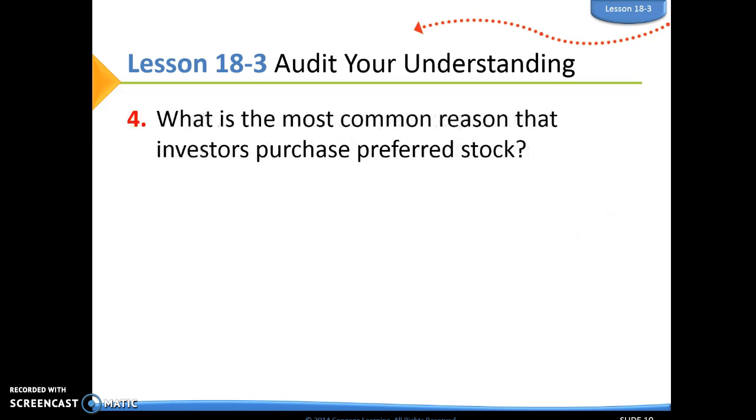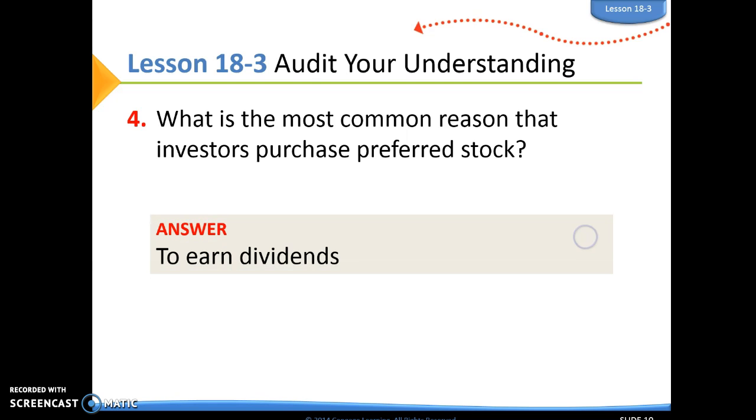Number 4, what is the most common reason that investors purchase preferred stock? To earn dividends. They want to make money.